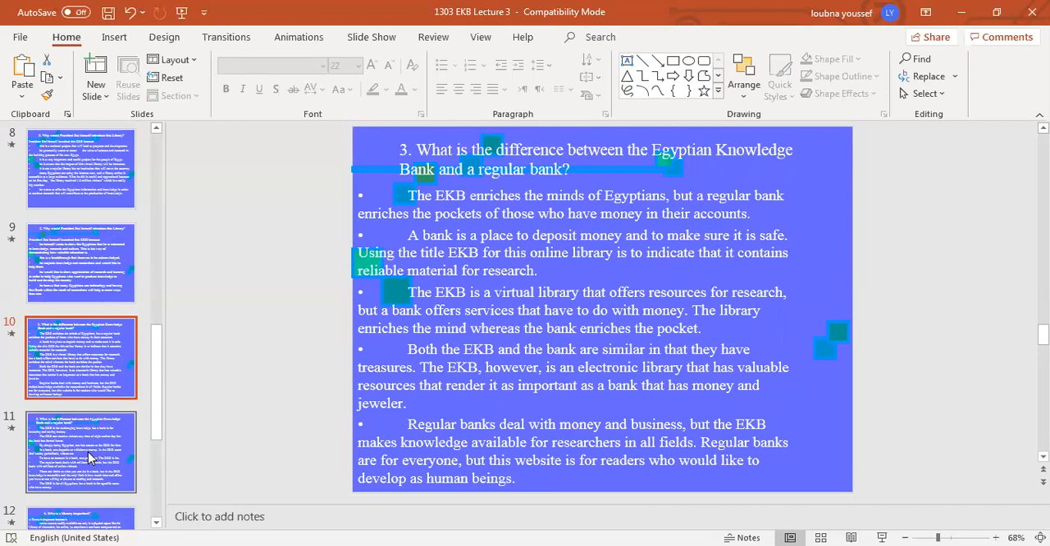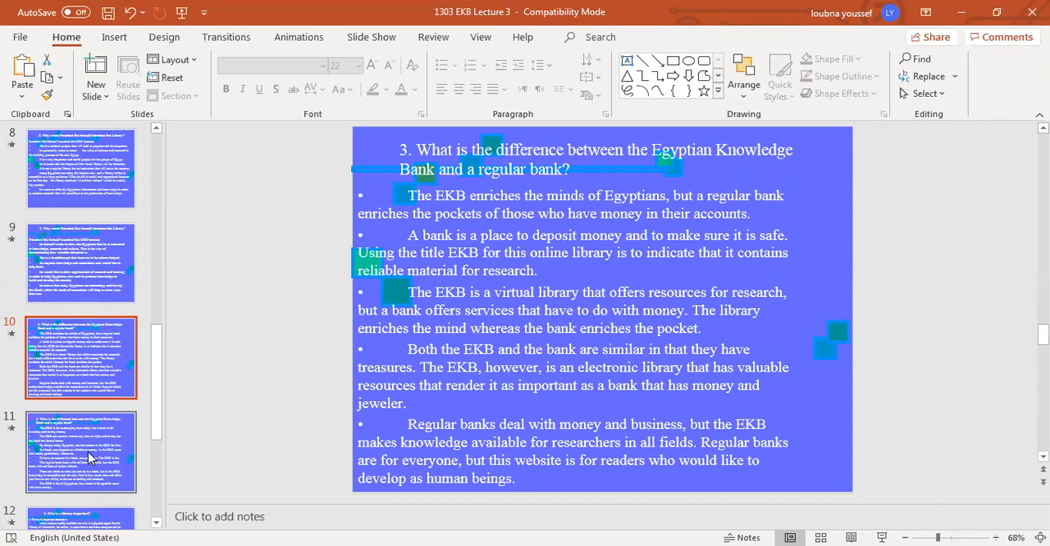Using the title Egyptian Knowledge Bank for this online library is to indicate that it contains reliable material for research, and the material is also rich. It is even more valuable than money. The Egyptian Knowledge Bank is a virtual library that offers resources for research, but a bank offers services that have to do with money. The library enriches the mind, whereas the bank enriches the pockets.